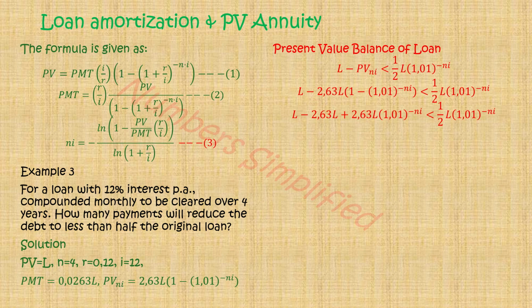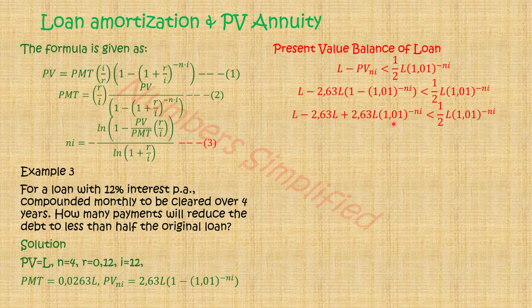So now we can expand the first bracket on the left-hand side. When we expand it, we are going to have L minus 2.63L plus 2.63L 1.01 raised to the power ni. Take note, we were multiplying with the negative. So the first one becomes a negative and the second term becomes a positive. So that is what we would get.